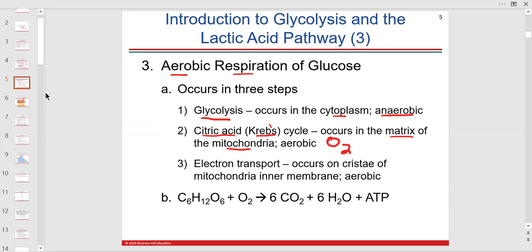So that's aerobic. And then deeper is the electron transport chain, in the cristae of the mitochondria, you'll see what that is. It's the inner membrane, because technically the mitochondria is a dual membrane organelle, aerobic. And I told you, remember the mitochondria has its own DNA that's inherited only from your maternal side of the family, mom's side.